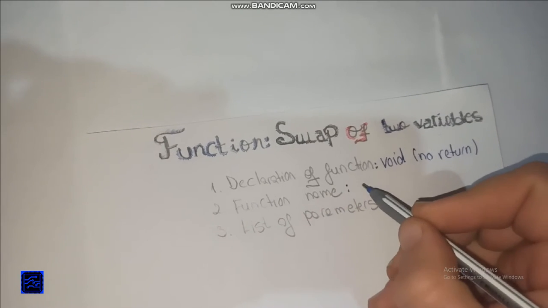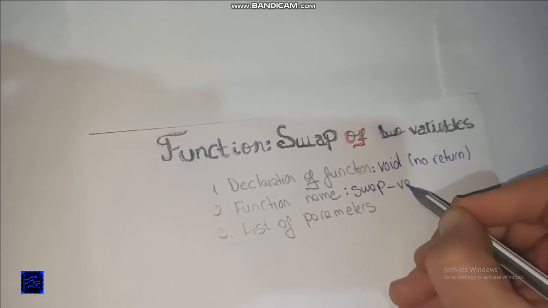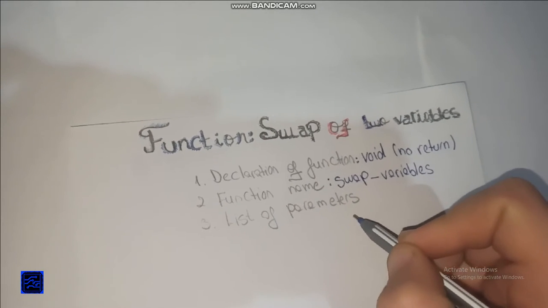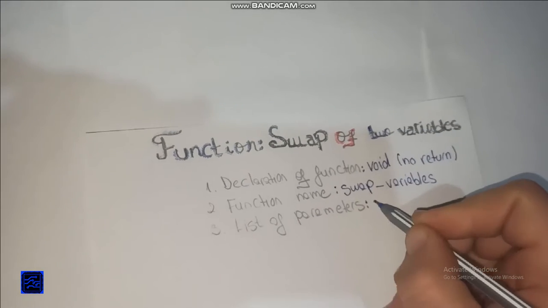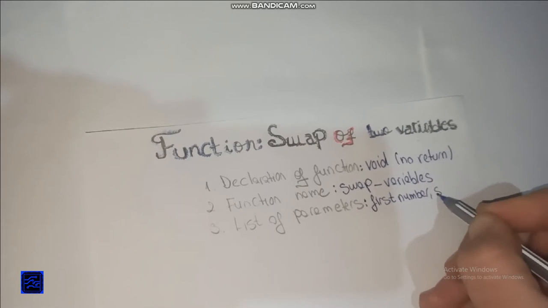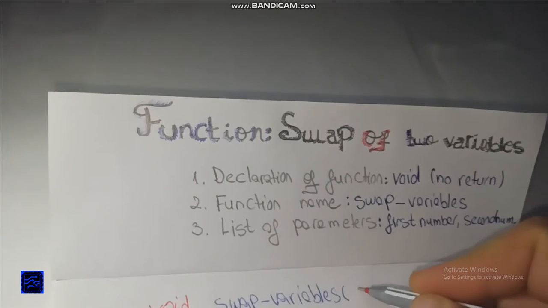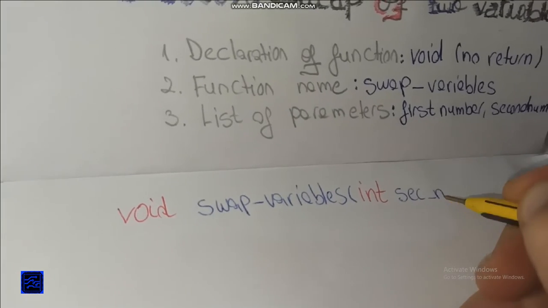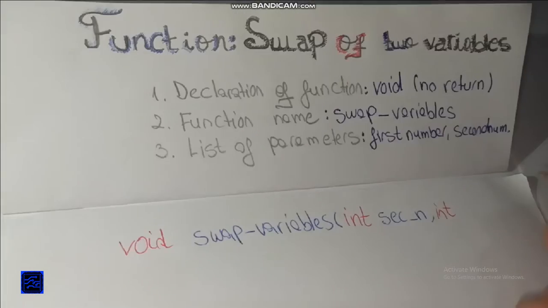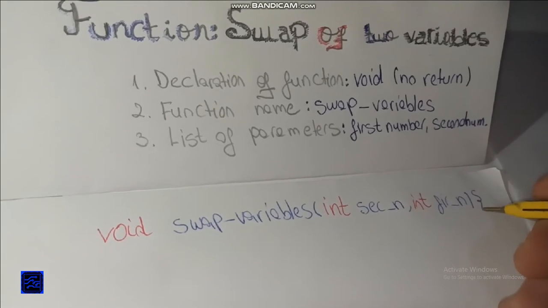We'll take swap variables. The list of input parameters will be first number, second number. We'll take the two variables as integer: integer first number, integer second number, opening curly brace.